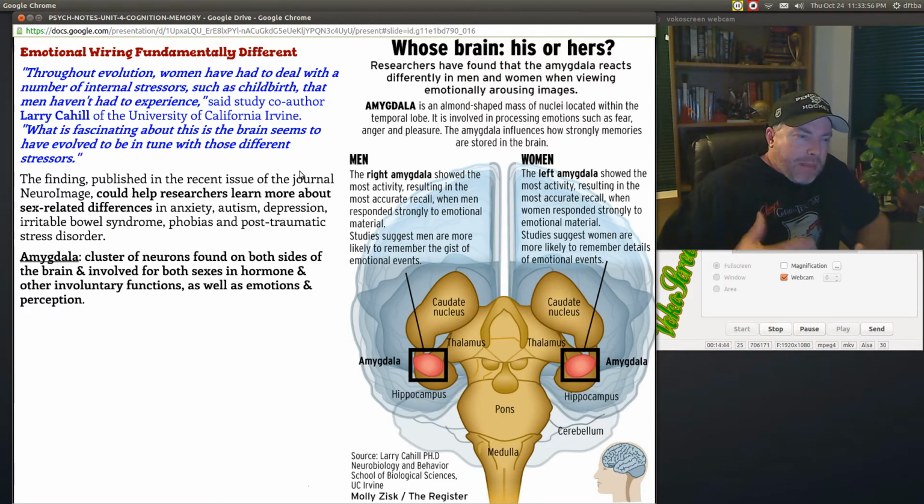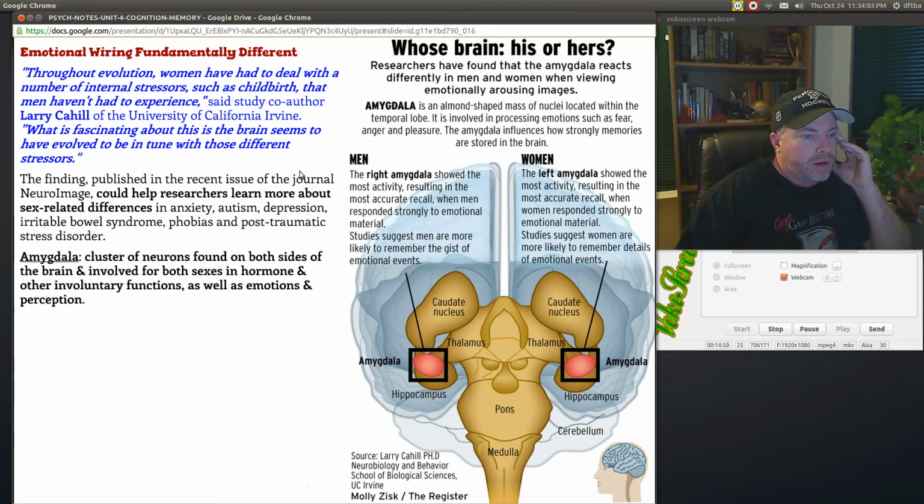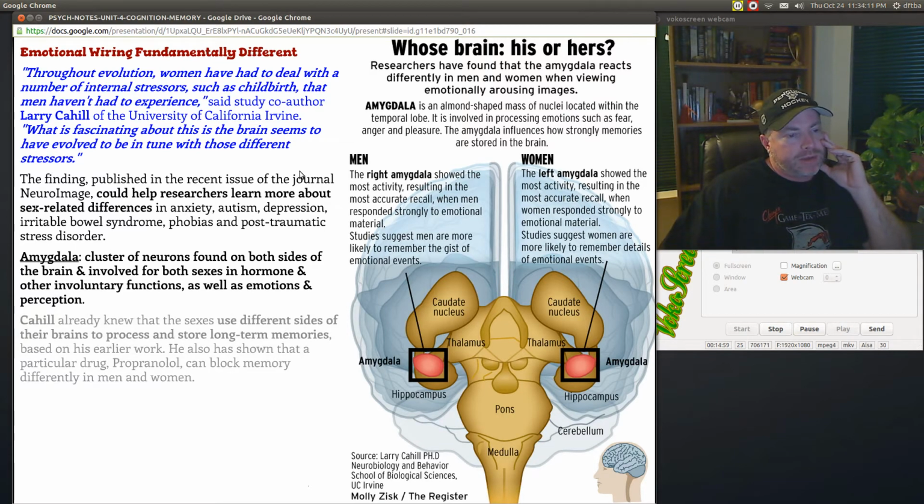So the amygdala, this cluster of neurons found on both sides of the brain, you have to remember there's two of them, it's kind of mirrored that way, and involved with both of the genders and hormones and other involuntary functions, as well as emotions and perceptions.